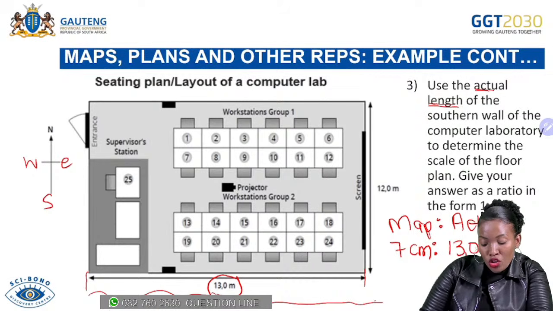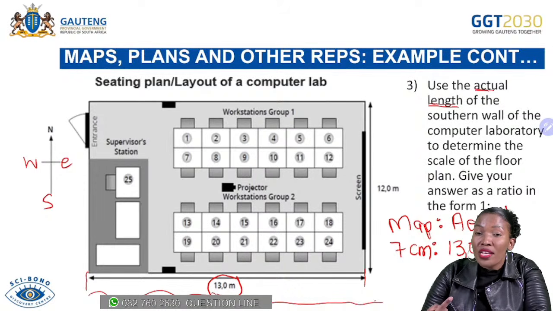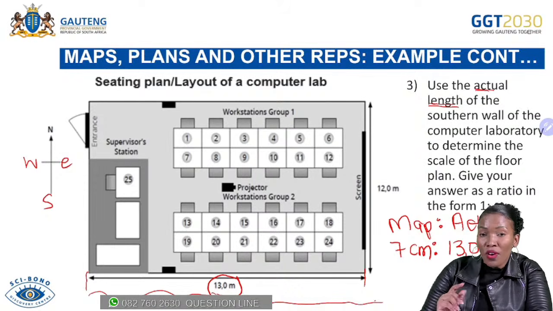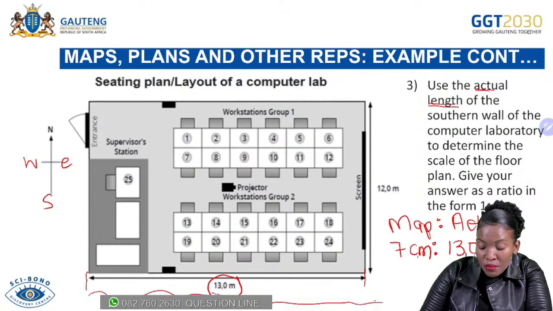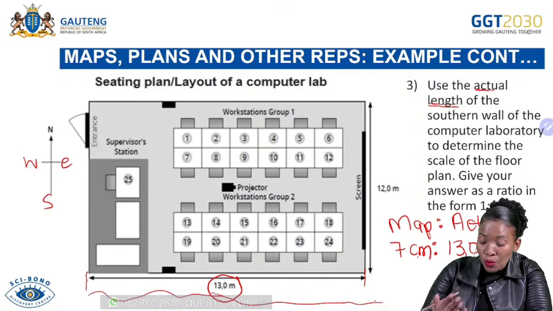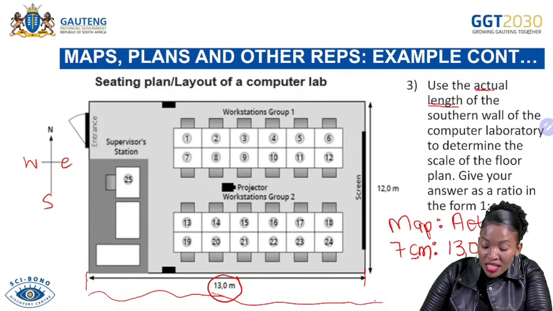Now we've got our ratio, but one of the principles of working with the ratio scale is that the units must always be the same. So we've got a challenge here. We've got centimeters, we've got meters. So we need to make the units the same. It is up to you. You can convert these centimeters to meters, or you can convert these meters to centimeters.